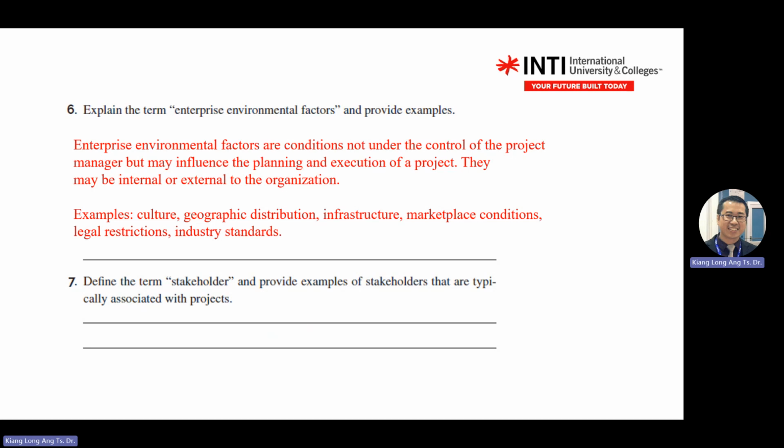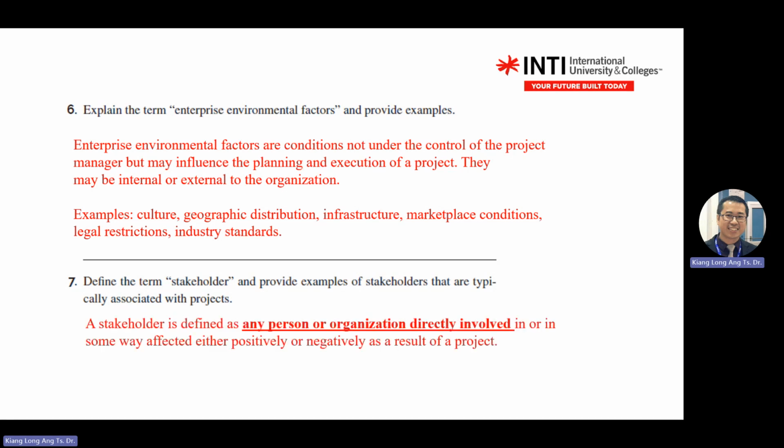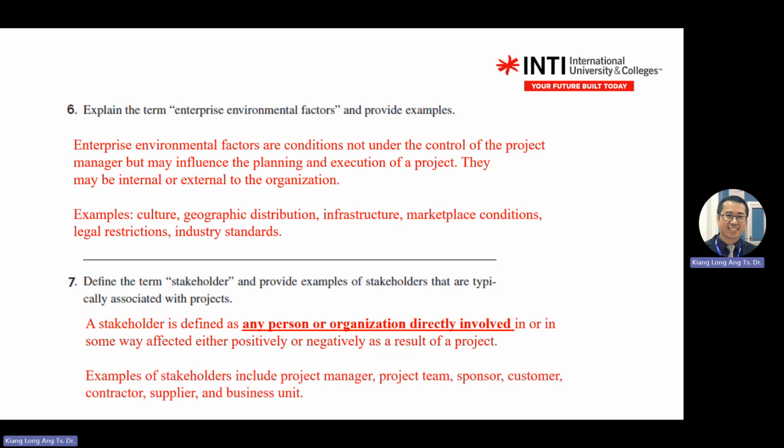This one is also in chapter 2, I think. Any person involved, and it can affect the result of the project. The keywords are involve and affect. Examples will be PM, team, sponsor, customer, contractor, supplier, business unit. Here, this means the functional units. Okay, if the question asks you to give examples, giving 3 examples is enough.